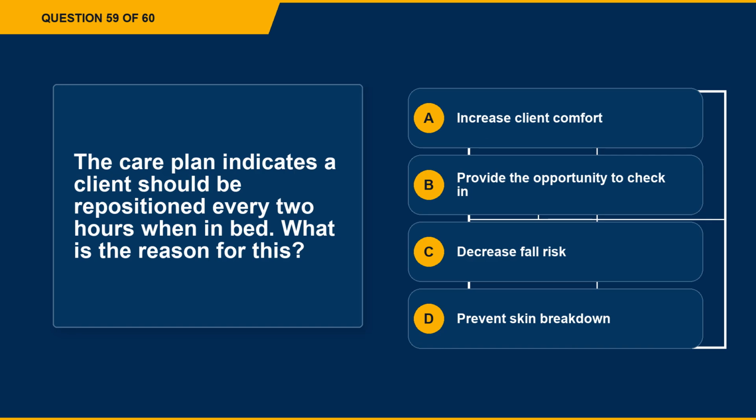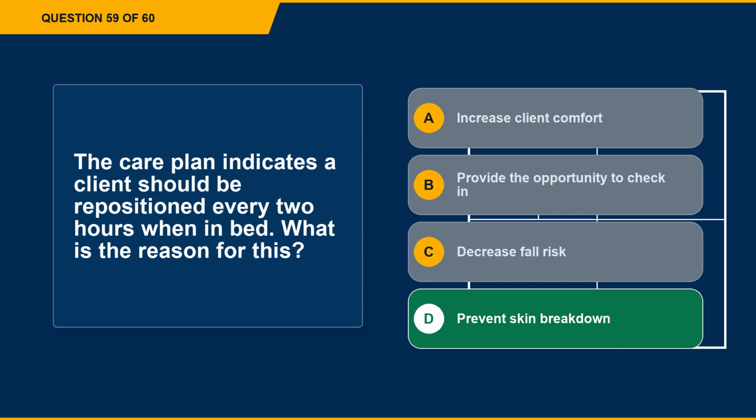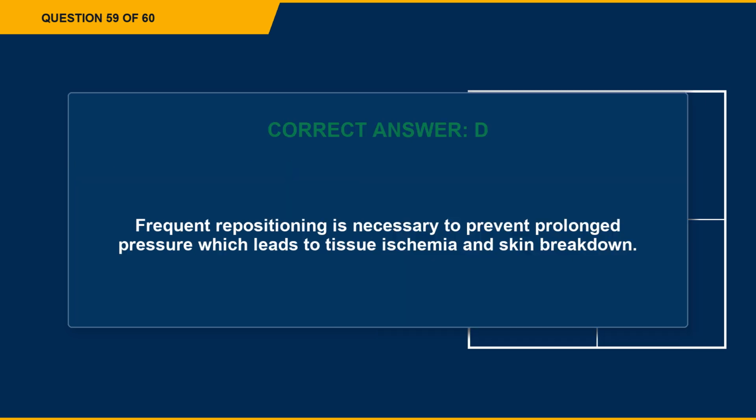Question 59. The care plan indicates a client should be repositioned every 2 hours when in bed. What is the reason for this? Option A. Increase client comfort. Option B. Provide the opportunity to check in. Option C. Decrease fall risk. Option D. Prevent skin breakdown. The correct answer is option D. Prevent skin breakdown. Explanation. Frequent repositioning is necessary to prevent prolonged pressure which leads to tissue ischemia and skin breakdown.